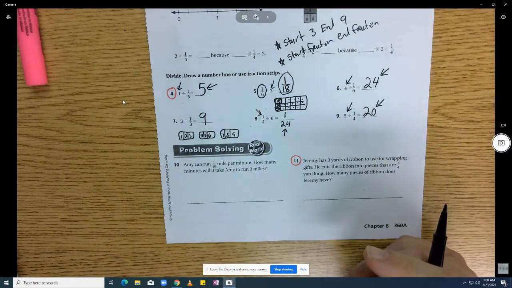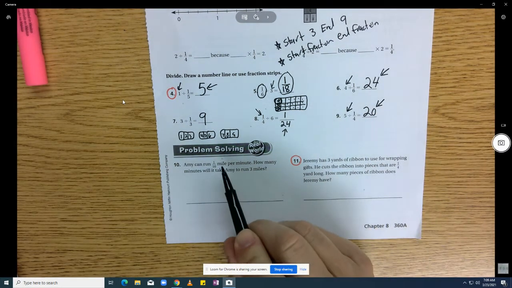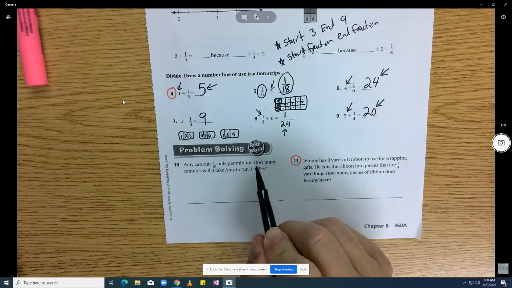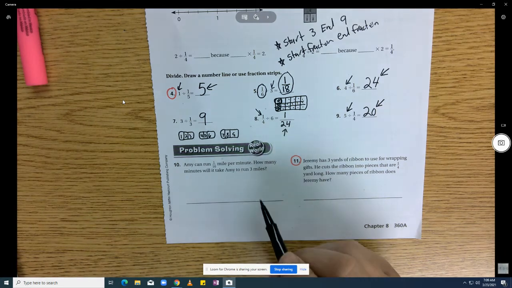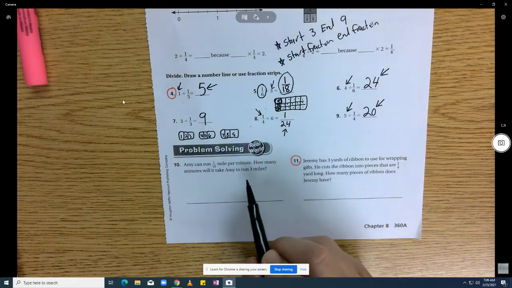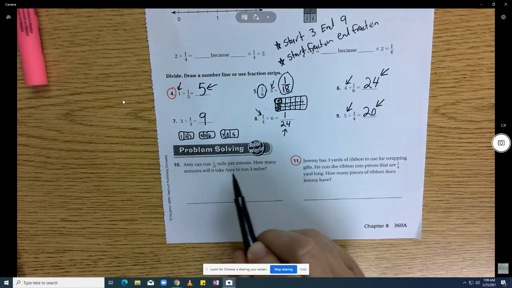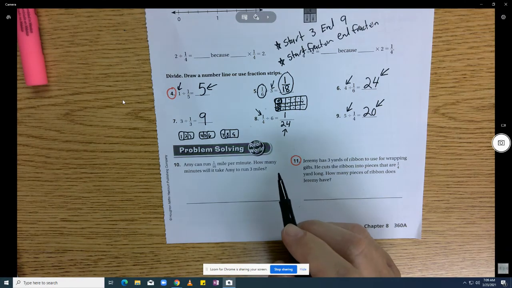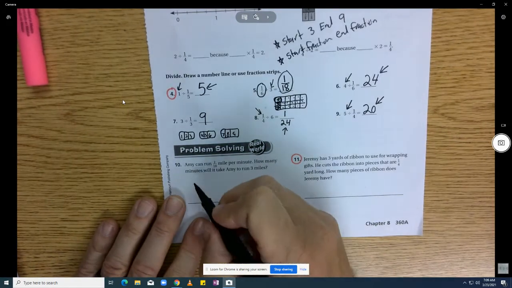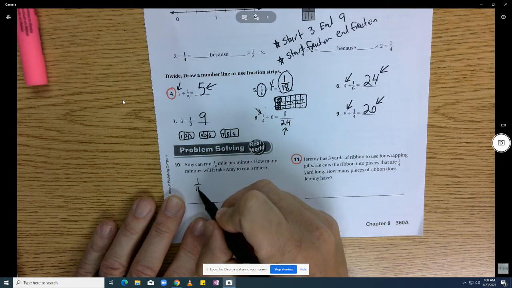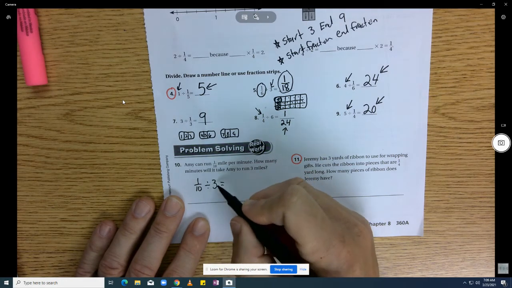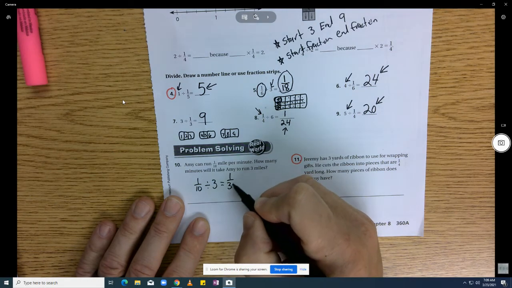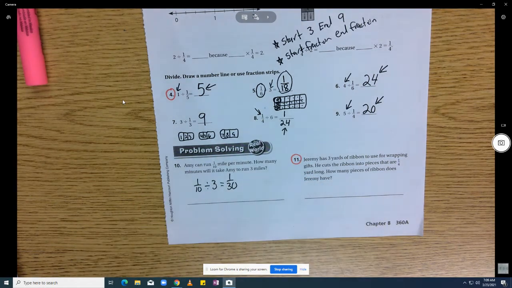All right, let's take a look at the bottom. Amy can run 1/10 a mile per minute. How many minutes will it take her to run 3 miles? Now, I actually had trouble with this one because I wasn't sure if it was supposed to be 3 divided by 1/10 or 1/10 divided by 3. But let's say that we did it this way, and we did 1/10 divided by 3. Start with a fraction, end with a fraction. You get 1/30th, and you're like, okay, that works. I think that's the answer.